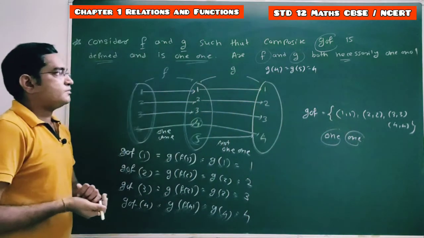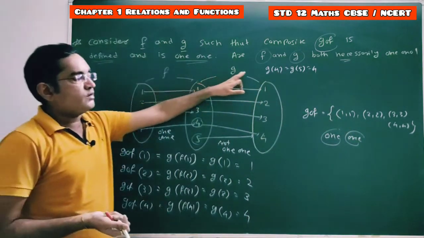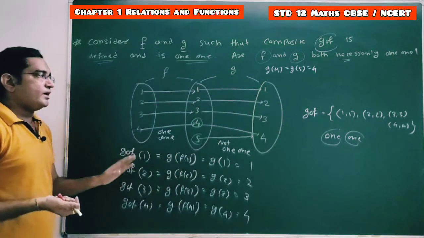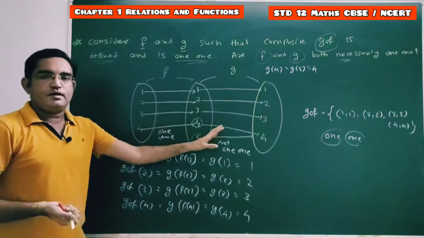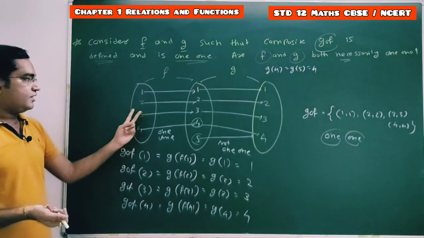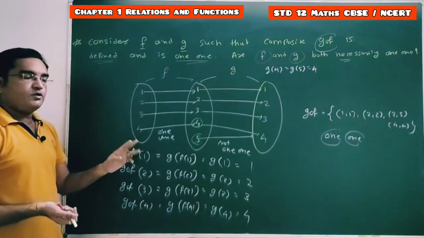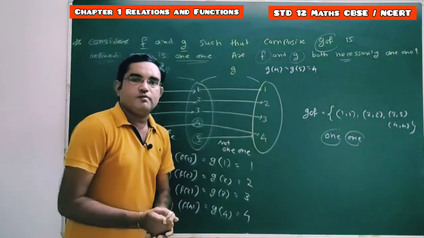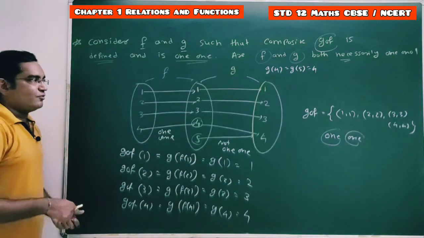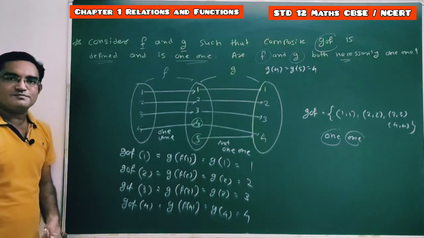Done. So what is our conclusion? If the composite function is 1-1, then it is not necessarily required that the given two functions are 1-1, because here f is a 1-1 function but g is not a 1-1 function. In spite of that, their composite function is 1-1. Clear? So pause this video and note it down.